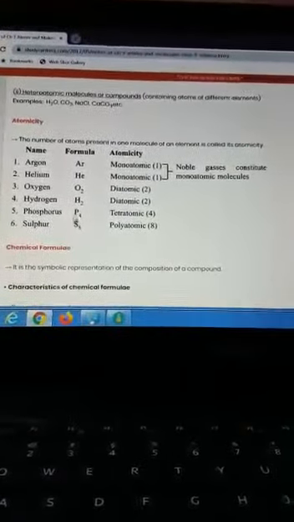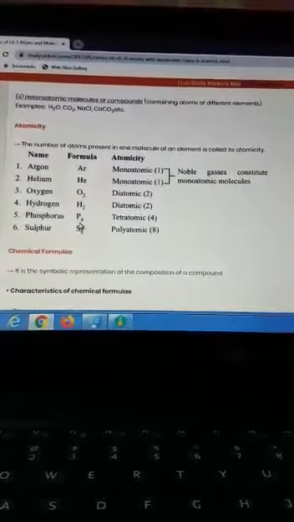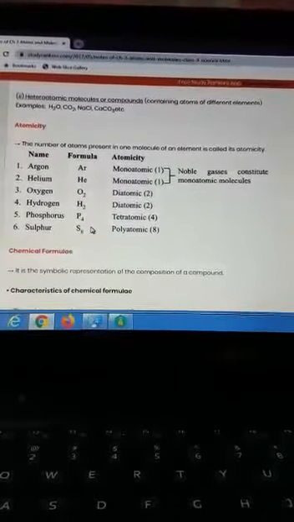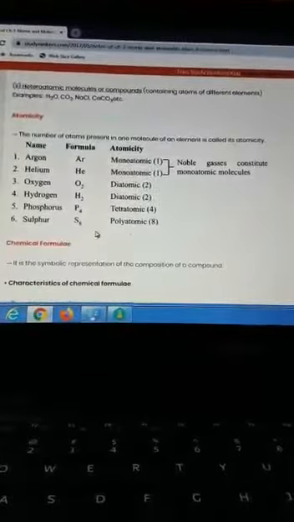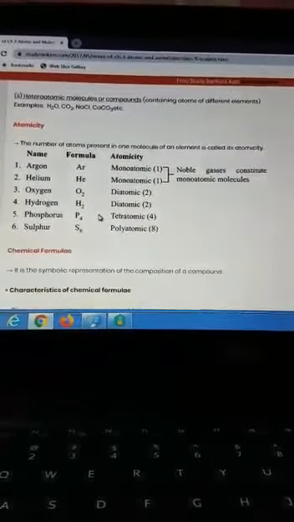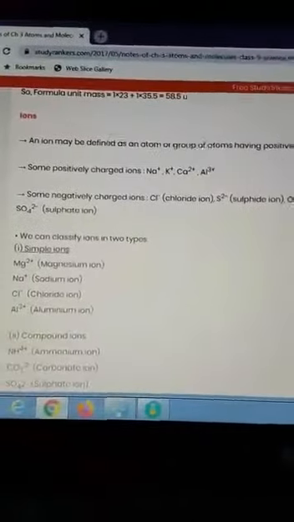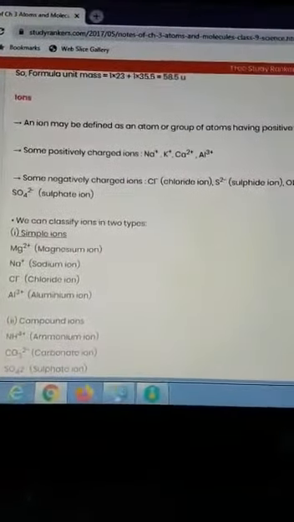If it is 3, it is called triatomic. It is not there, but you can remember it is triatomic. If it is 4, tetraatomic. If it is 5, pentaatomic. If it is 8, polyatomic or octaatomic. So if it is more than 2, you can call them polyatomic. Poly means many. Now let us learn about ions.